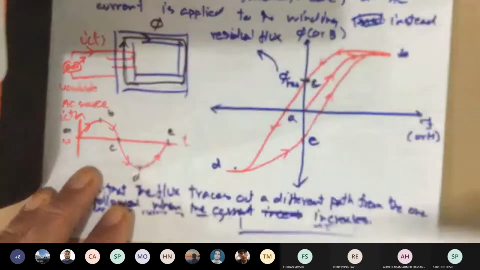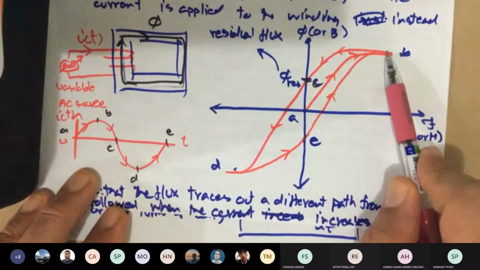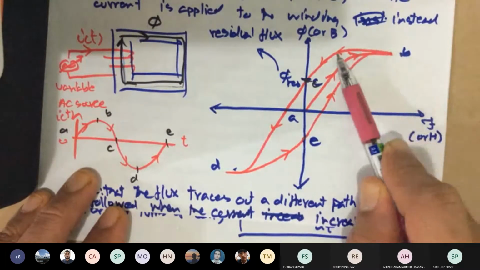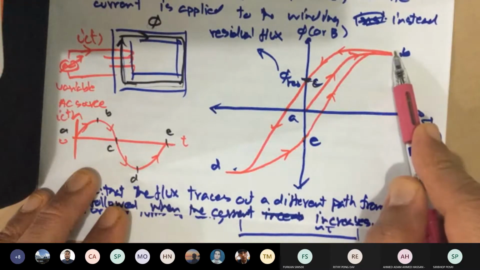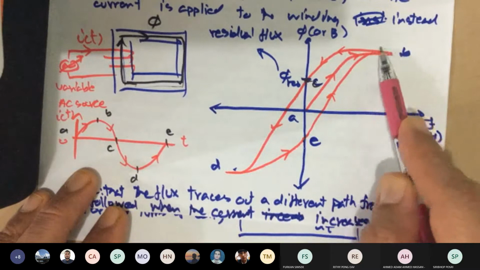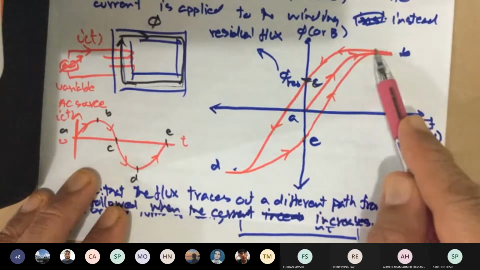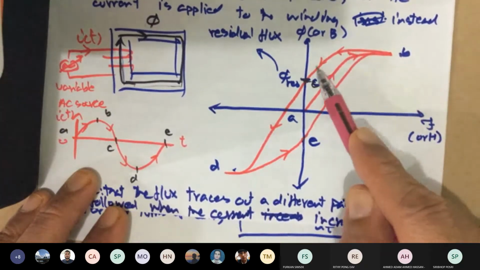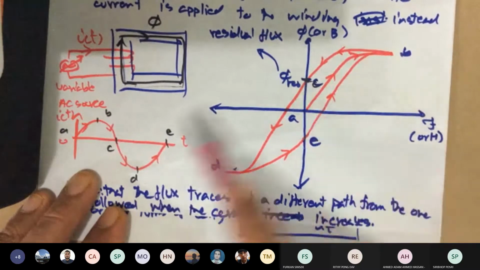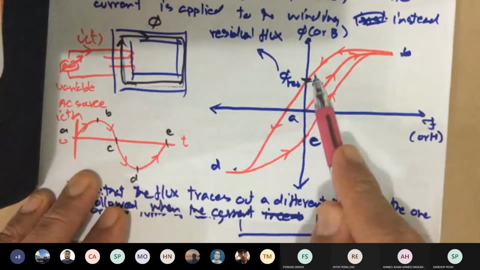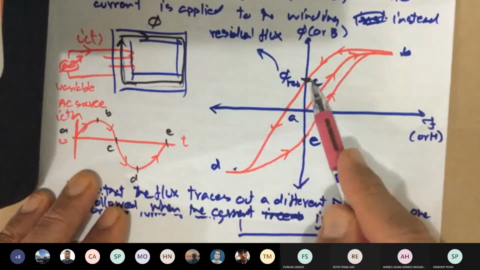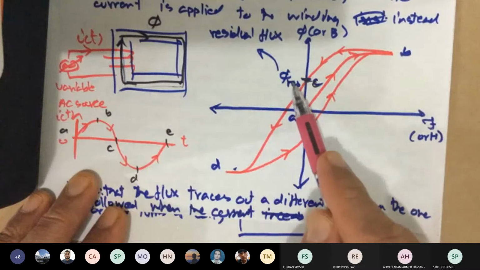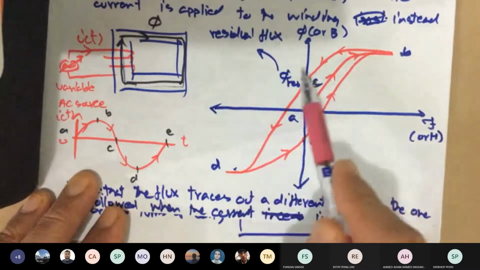Same thing here. When you decrease the current, your external field is weakened. You would think that it's going to go back along the same path. It does not. The stubborn domains remain in place while the easy ones go back. So when you reduce your current to 0, which is point C, you have what we call a flux left inside your core. We call this phi subscript RES, which stands for residual flux.